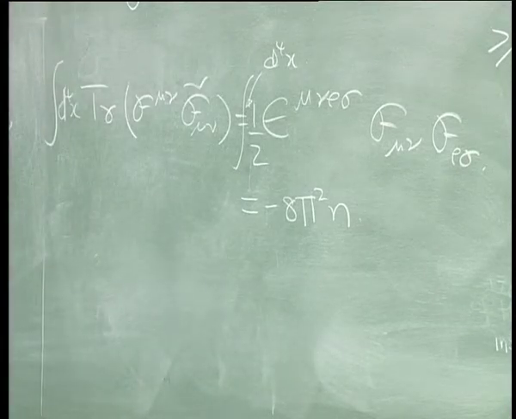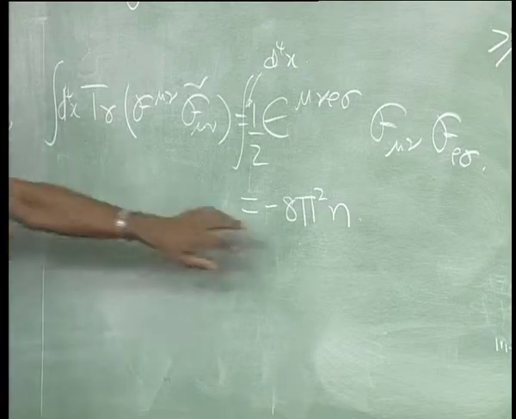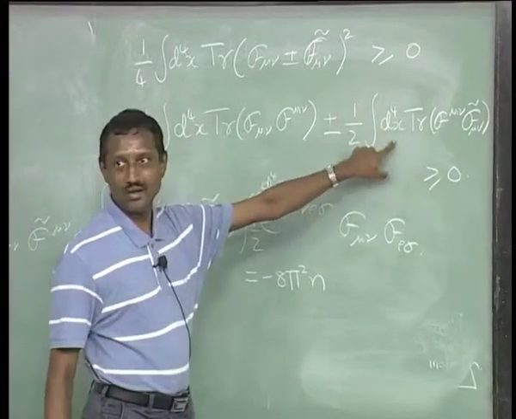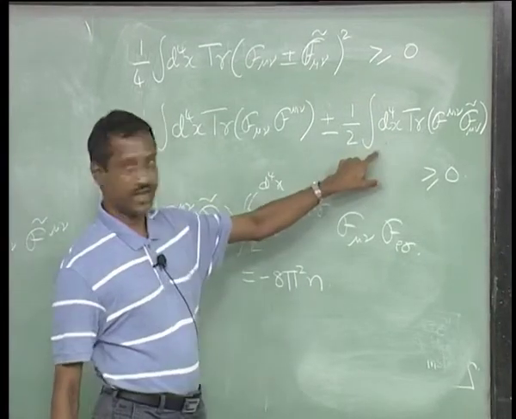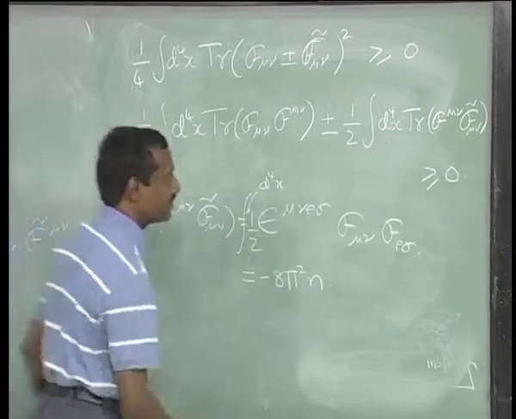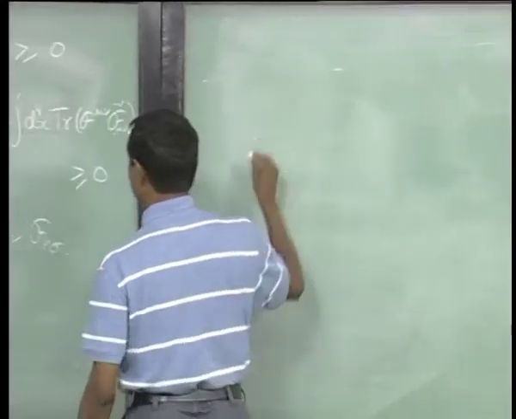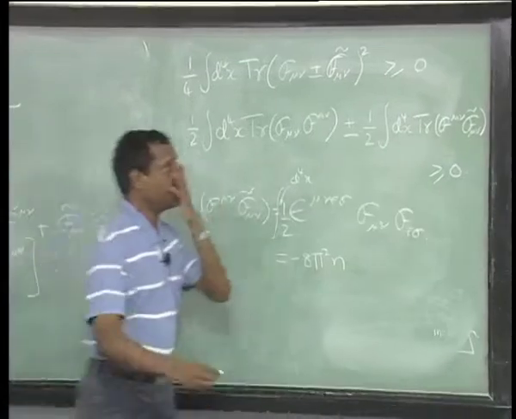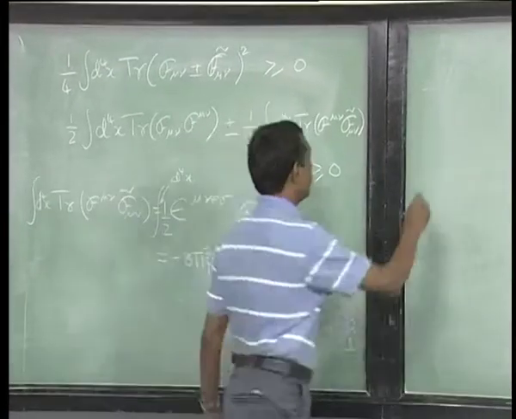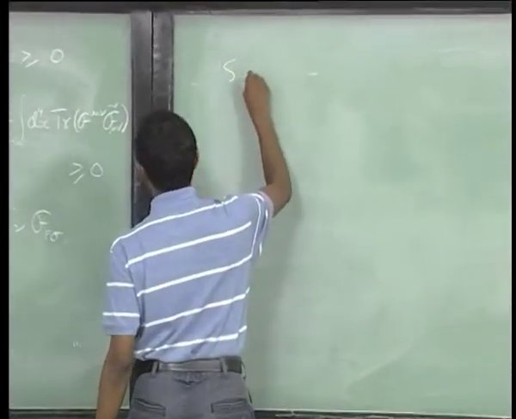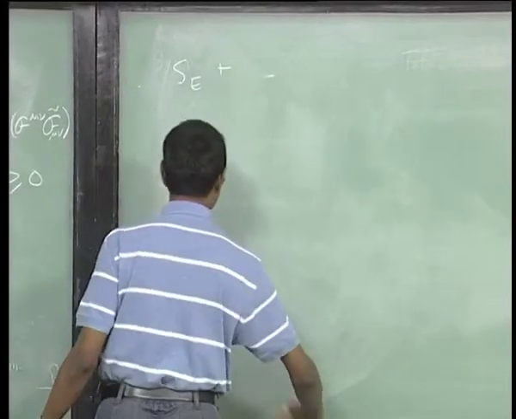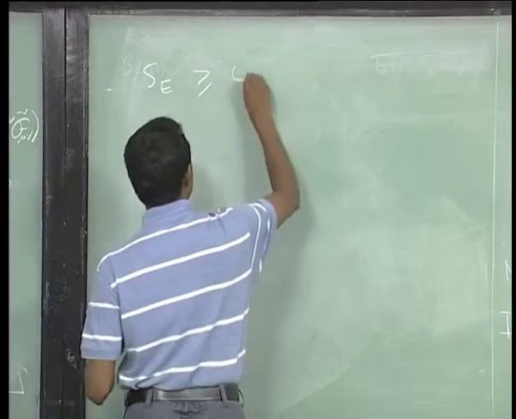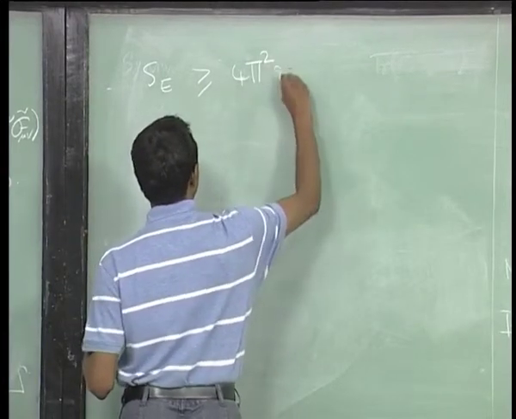Is that clear? Is that okay? So what you can see is that this thing is now minus 8 pi square n. So now we can see something nice happening. What we see is that this quantity is our action, so this is S Euclidean. So what we get is S Euclidean plus or minus, or I will take it to the other side, is greater than or equal to 4 pi square n.